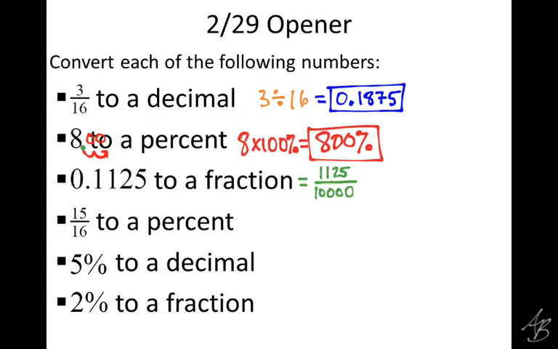10,000. Why 10,000? Yeah, this digit right here is in the 10,000ths place. Okay? What can I do with that, Taylor? I can reduce by what? Okay, what is 1,125 divided by 5? 225? And 10,000 divided by 5? What did you say?